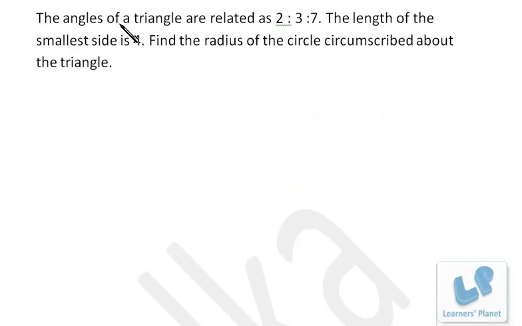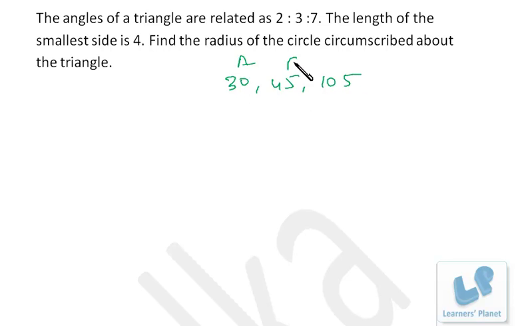Now this one, the angles of a triangle are related as 2:3:7. The length of the smallest side is 4. Find the radius of the circle circumscribed about the triangle. Now this is 2 plus 3, 5 and 7, 12. That means 180 by 12, 15 per part. So the angles will be 30, 15 into 3, 45 and 15 into 7, 105, right?